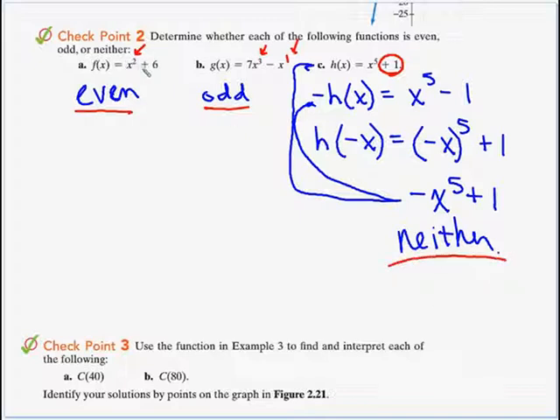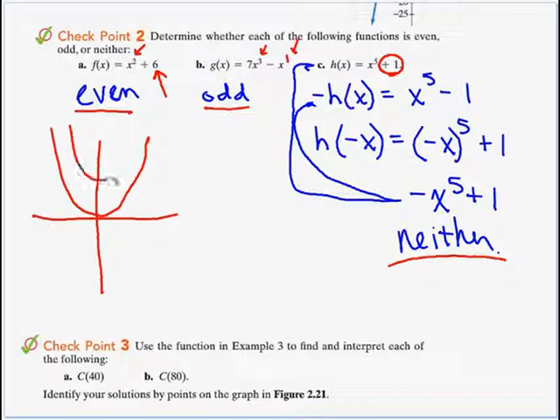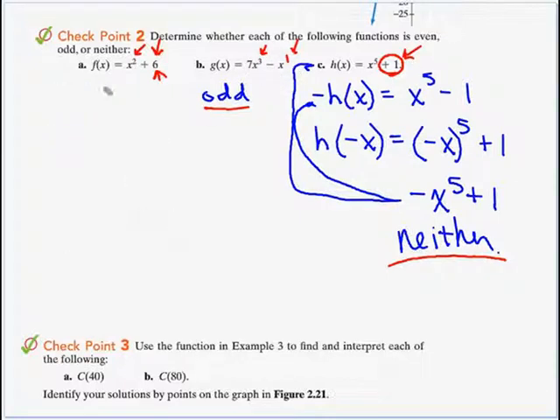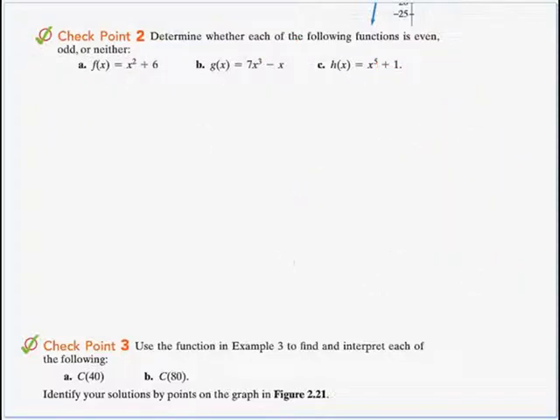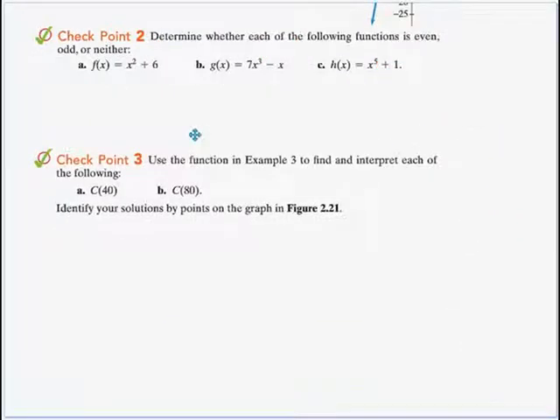Notice this even function did not get knocked off by the constant. X squared is a parabola opening up. If I do x squared plus 6, I just move it up. It's still symmetric about the y-axis. So even functions have even exponents and constants are permitted. Odd functions must have odd exponents. Constants are not allowed. There's a shorter, easier way to find even and odd functions.